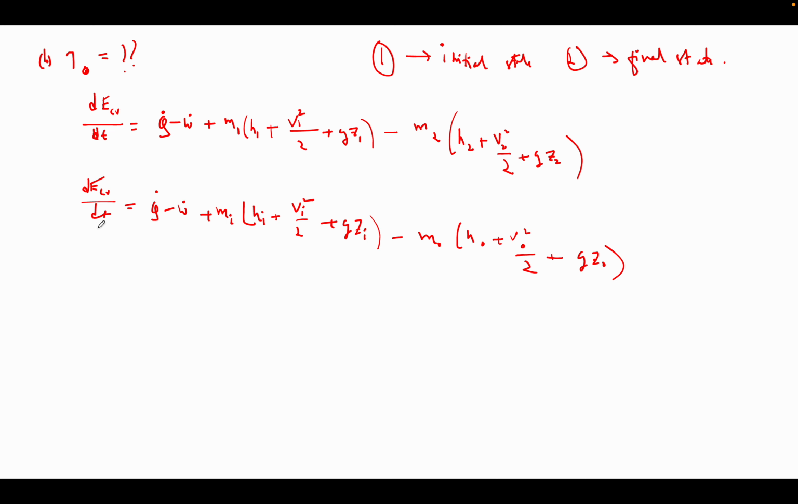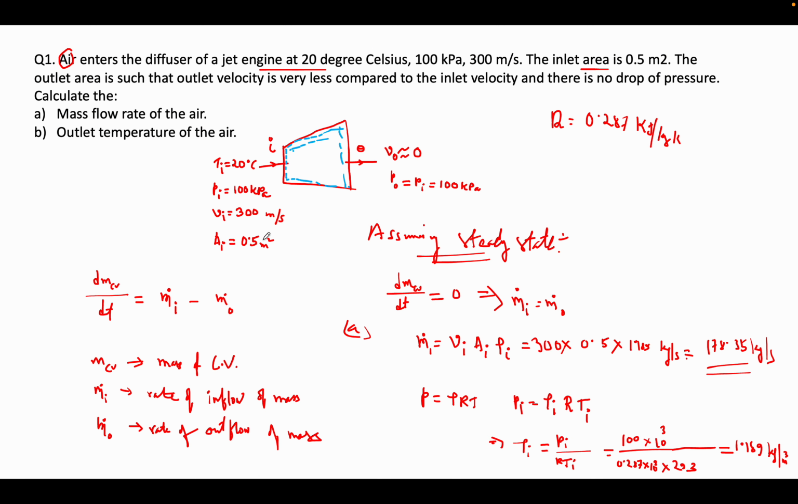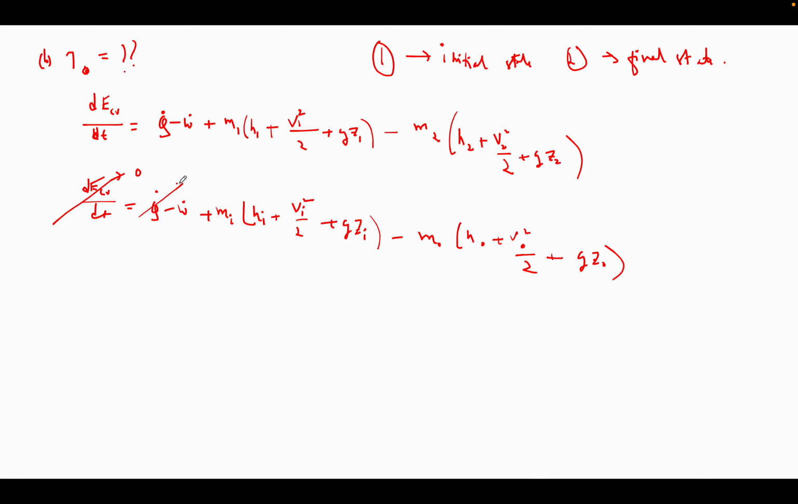Now we have already seen that it is in steady state, so this will be 0. Again, in this case, there is no heat loss, and no work done in the diffuser unless it is given. It's not a work absorbing or work producing device, so mostly the work done always stays as 0. So here also my work done will be 0, so the heat added to the system or removed from the system will be 0, and the work done by the system is always equal to 0. So we are left with this one.